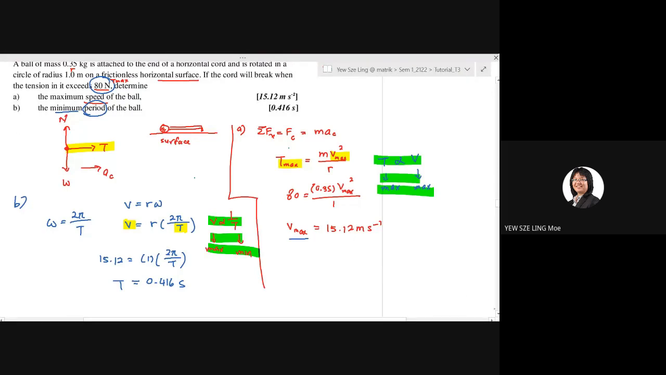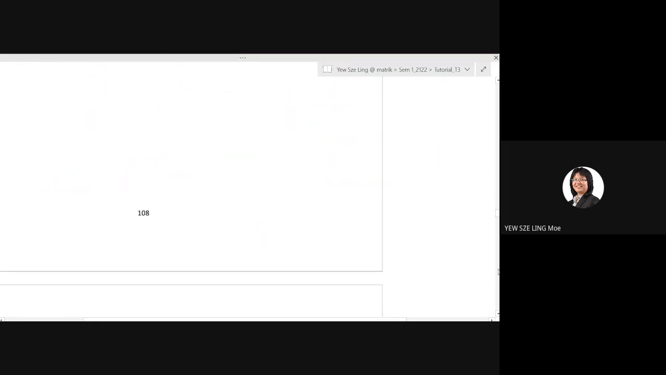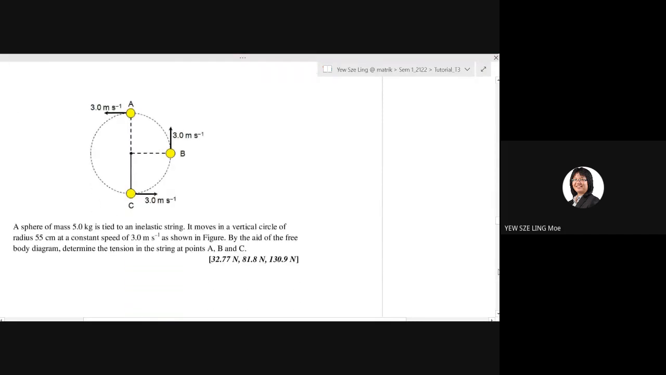Okay, so next. So now we are done with the horizontal circular motions. We only have 3 examples in the horizontal circular motions and 3 examples on the vertical circular motion. So this is the first question for a vertical circular motion, where your object is moving in a vertical circle.